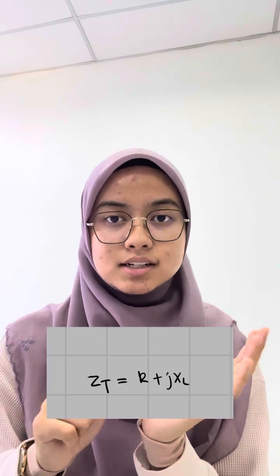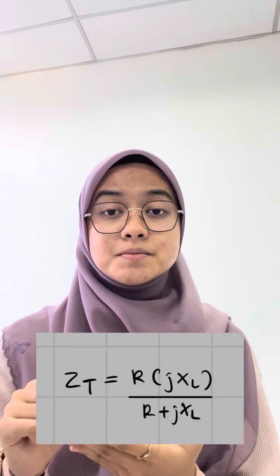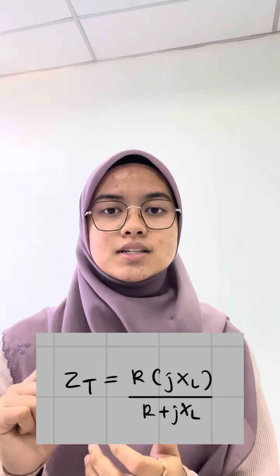For the series RL circuit, we can calculate the total impedance by using the formula Z total equals R plus jωL. Meanwhile, for the parallel circuit, Z total equals R times jωL over R plus jωL. The experimental results match the theoretical prediction of the relationship between voltage, current and impedance in series and parallel circuits.